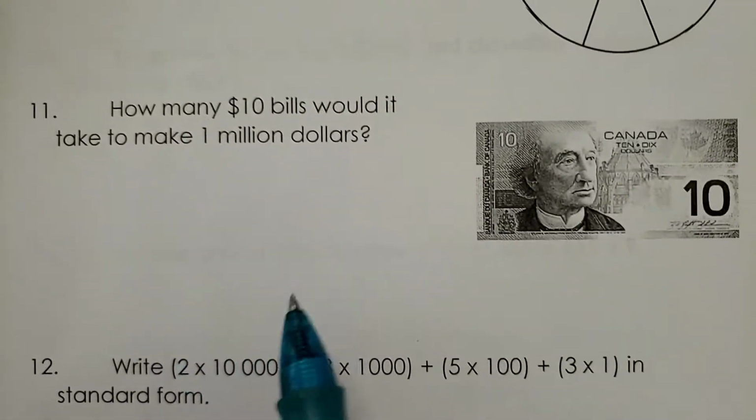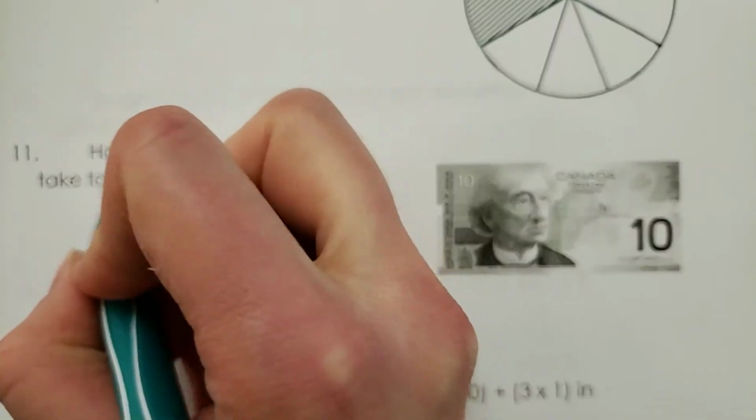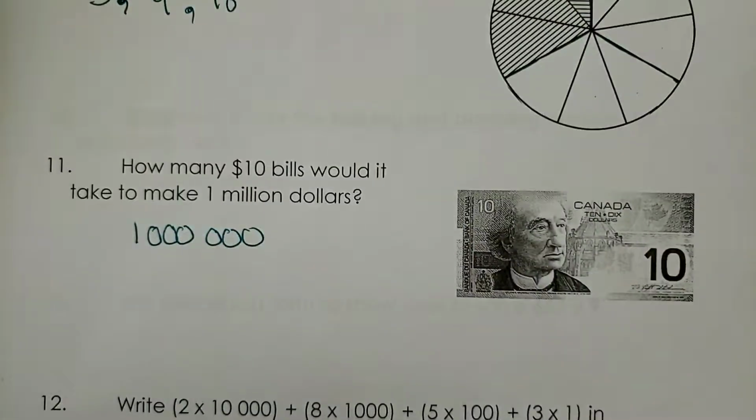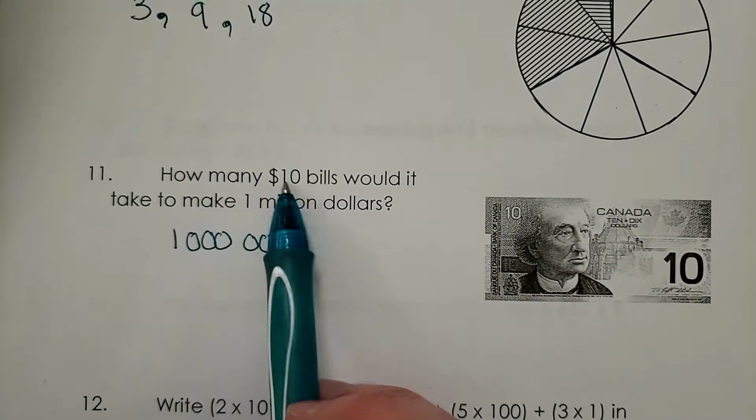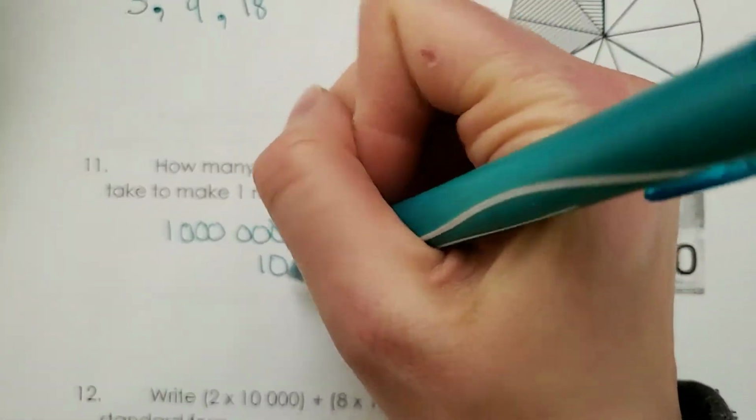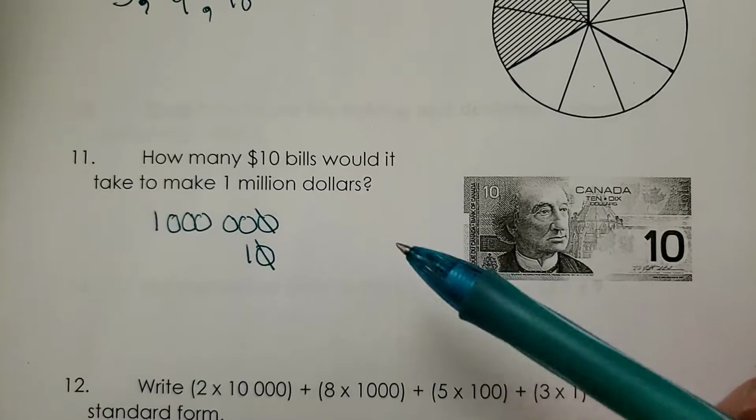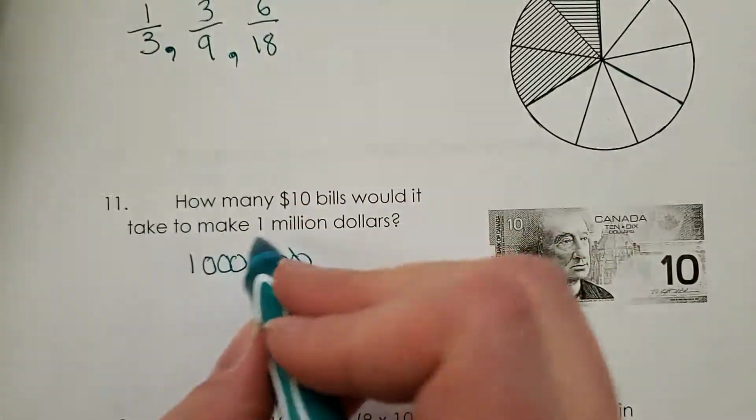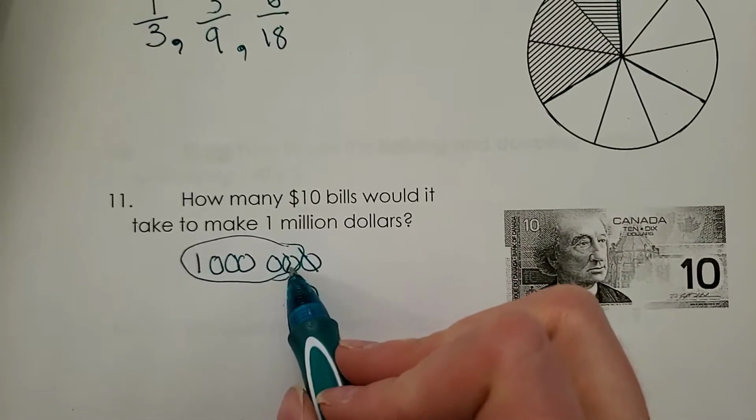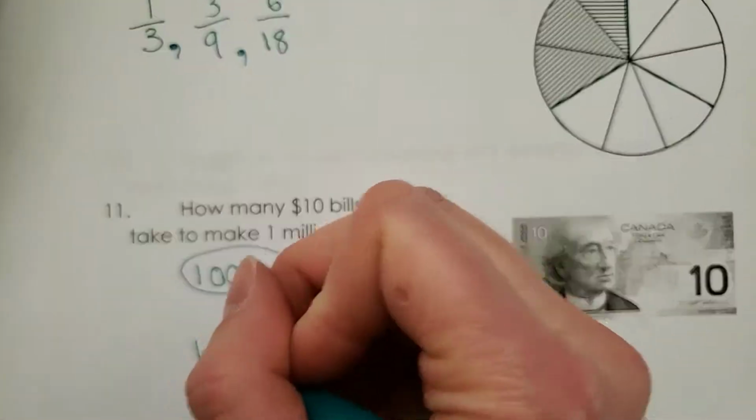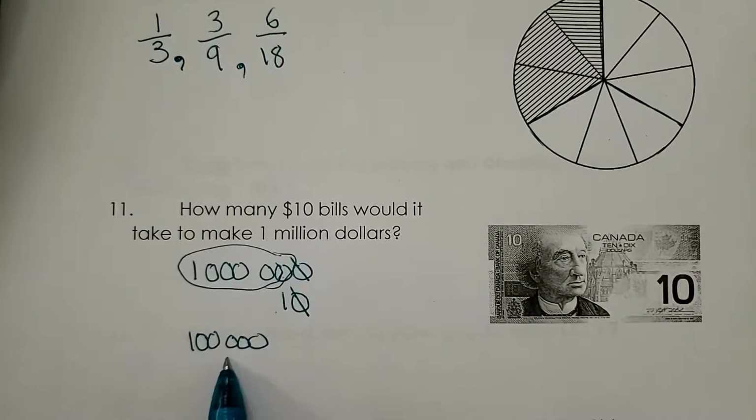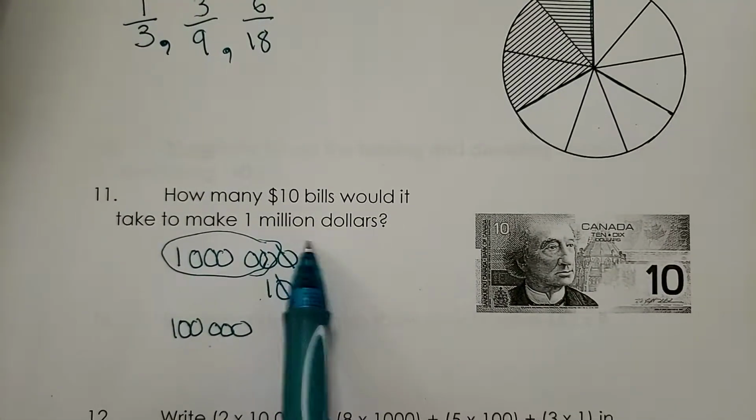This one, we use the zero crossing off method. So a million has 6 zeros in it, and then a $10 bill has just 1 zero. So in this case, we're crossing off the same amount of zeros in each number until there's only 1 left, and then what's left over is our answer. Oops, that kind of went through. So we have 1, 2, 3, 4, 5 zeros now, which makes it 100,000. So you would need 100,000 $10 bills to make $1 million.